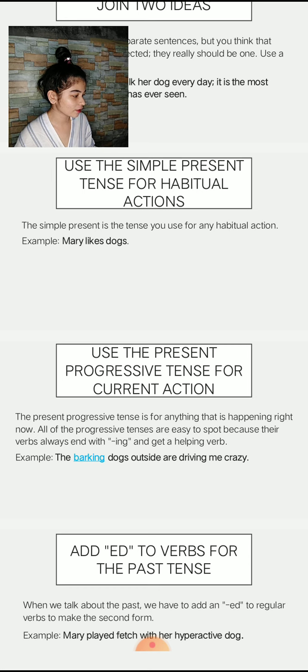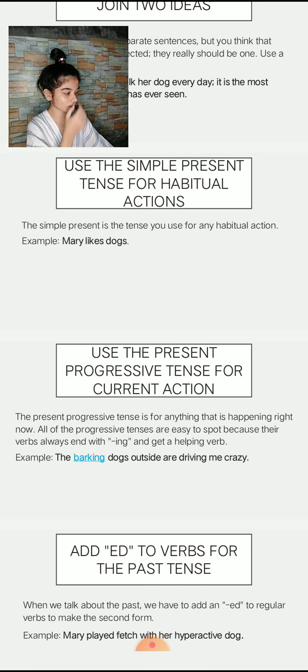The simple present is the tense you use for any habitual action. Example, Mary likes dogs. So, di ba, sa isa ka sentence, nagamit lang kaning simple nga present tense, which is likes. So, di ba, mubo na siya nga sentence, pero masabtan. So, muna gigamit nato ang simple present tense sa isa ka action.